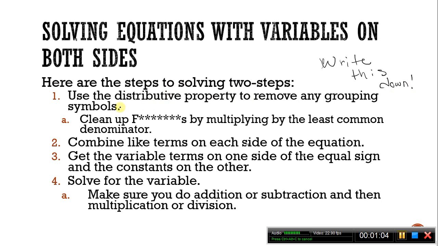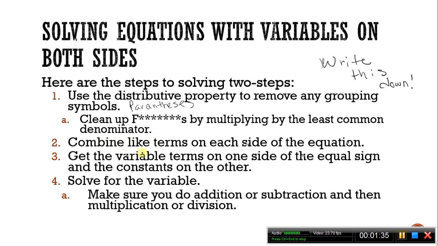So, first steps that we're going to use. If we see anything with distributive property, we're going to make sure that we actually use the distributive property. That's going to remove any grouping symbols that we have, so any parentheses really. Now we're going to clean up some rational numbers by multiplying by the least common denominator. We're not going to look at a whole lot of those today. We're going to mostly focus on integers, no rational numbers.